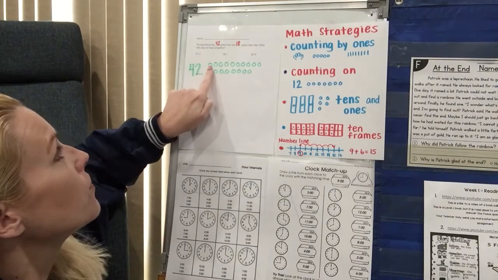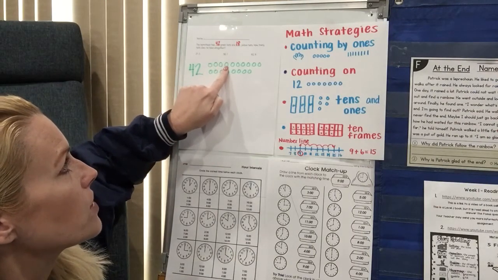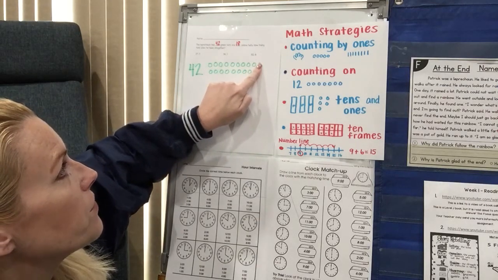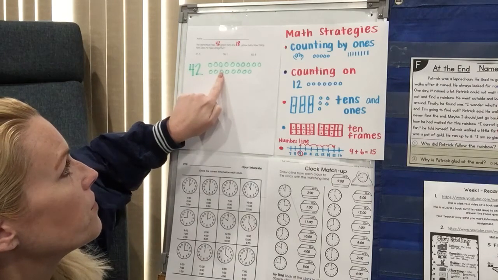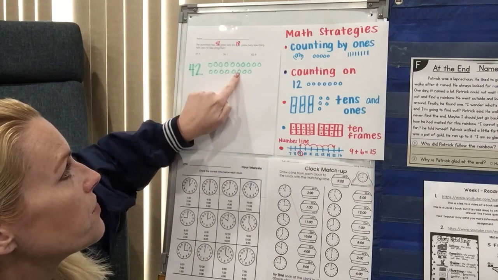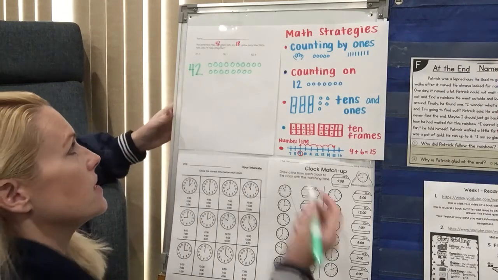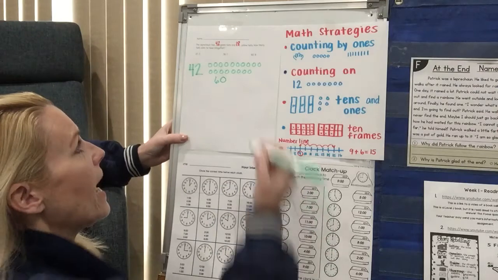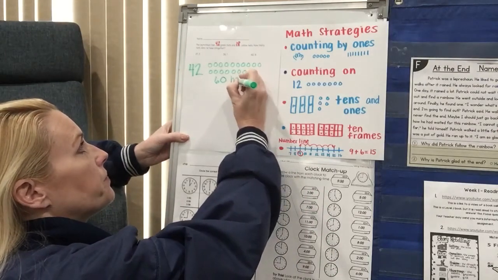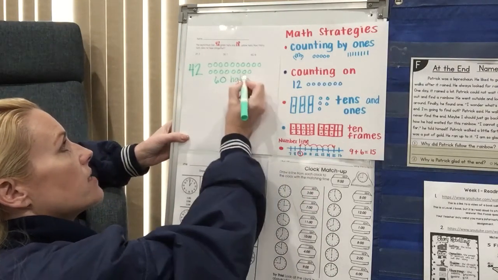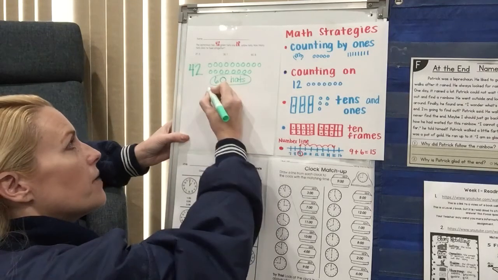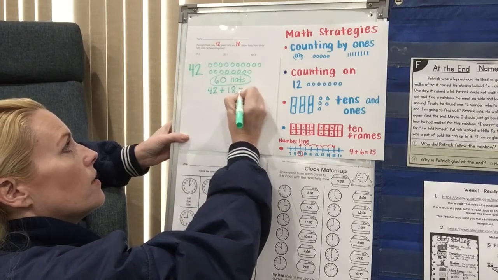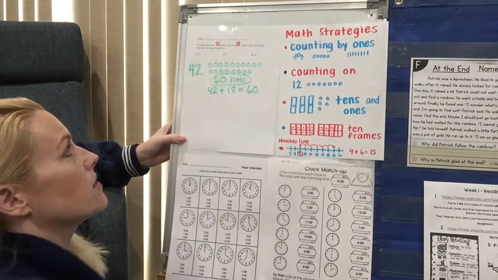42 and count on. 43, 44, 45, 46, 47, 48, 49, 50, 51, 52, 53, 54, 55, 56, 57, 58, 59, 60. And so we know that all together there are 60 hats. And so I'm going to label that answer, 60 hats. I'm going to circle that answer. And my number sentence would be 42 and 18 more altogether is 60.